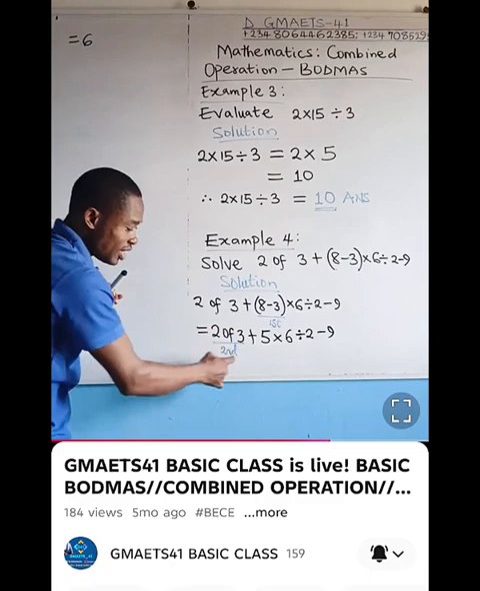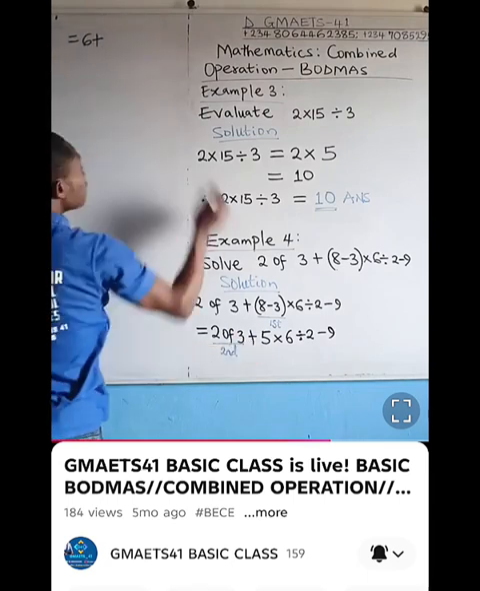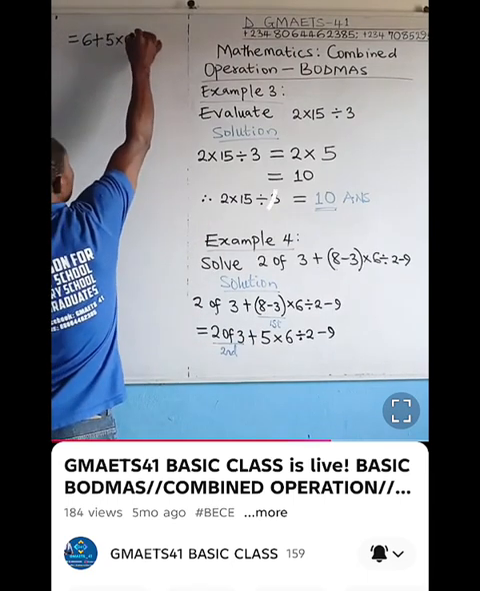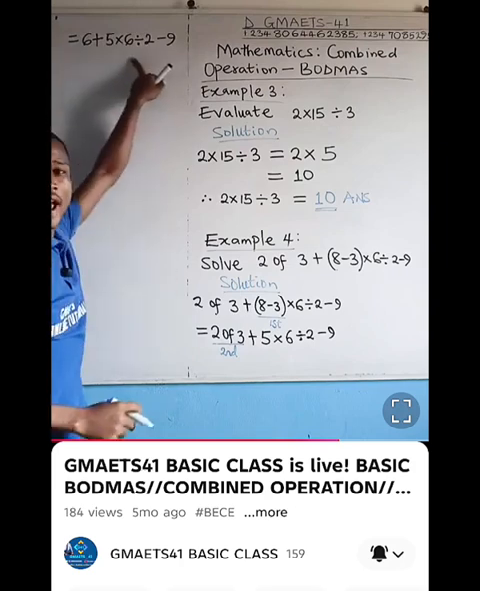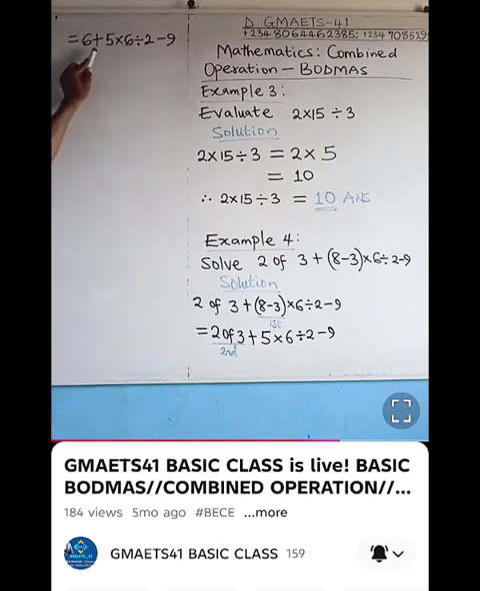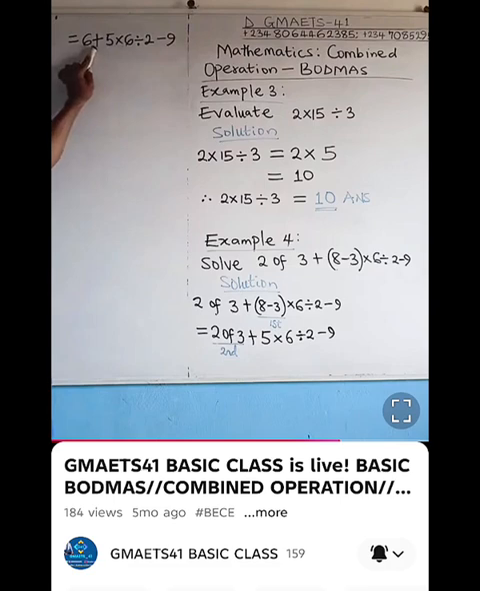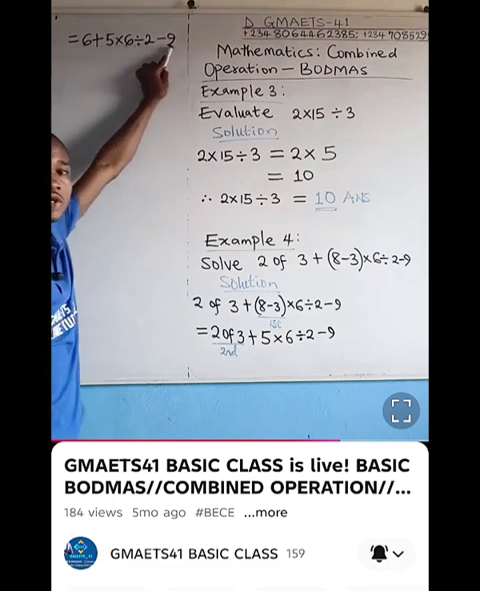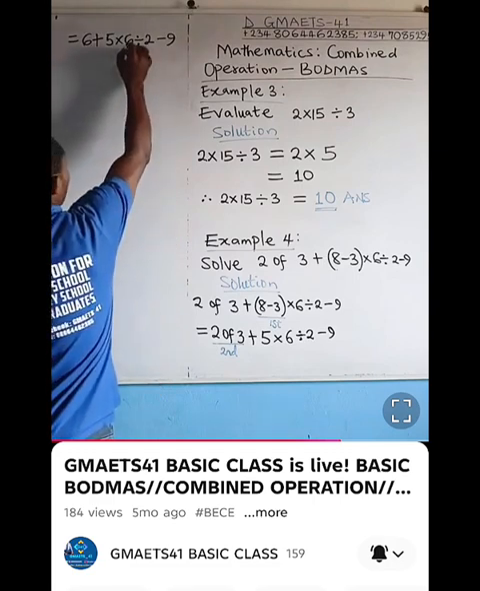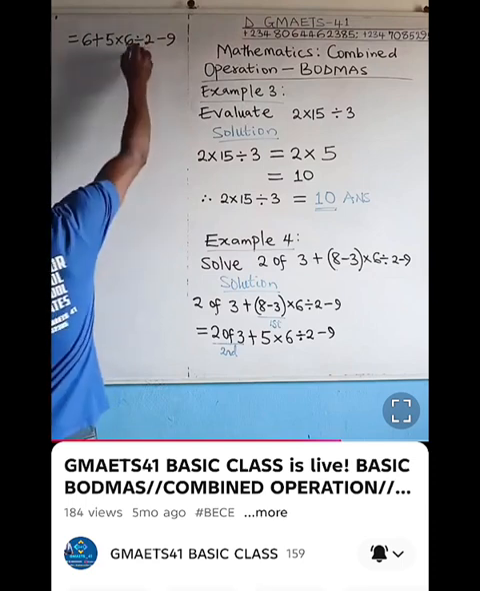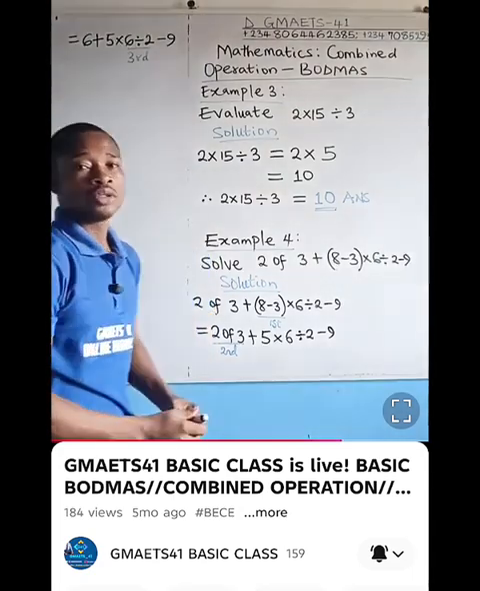It will now be 6 plus everything you have here. So let me copy down everything we have: plus 5 times 6 divided by 2 minus 9. This is the new thing we have now. Look at the operations we have there: plus, times, divide, and minus. If you have addition, multiplication, division, and subtraction, following BODMAS, which one will you do next? Division is the next one to do. So division is now the third operation to handle.